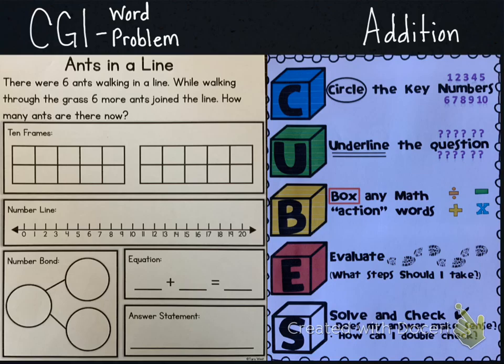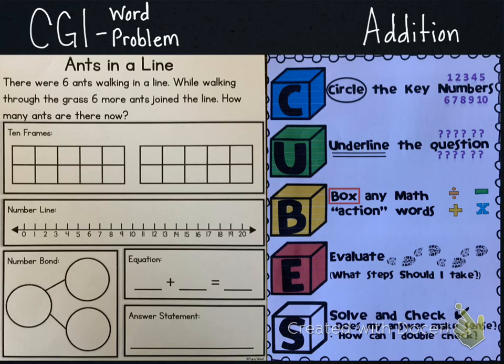We have our notes to the right that remind us that we need to cubes. We need to circle our numbers, underline our question, box in the action words. Our action words are the words that are going to tell us if we are adding or subtracting. Then we're going to evaluate, which means we're going to work on trying to figure out what strategy to use to solve and what tools to use as well. And last, we're going to solve and double check. Remember, we're always double checking our work.